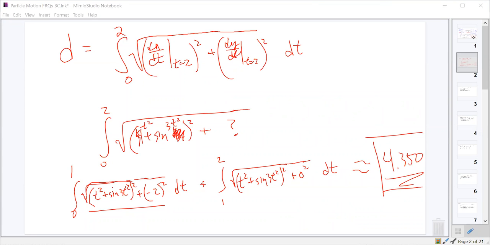And they gave you 1 point for this, 1 point for writing out both integrals, and 1 point for the answer. So yeah, is that good? Does anybody have any questions on that? After I went through and screwed it up.